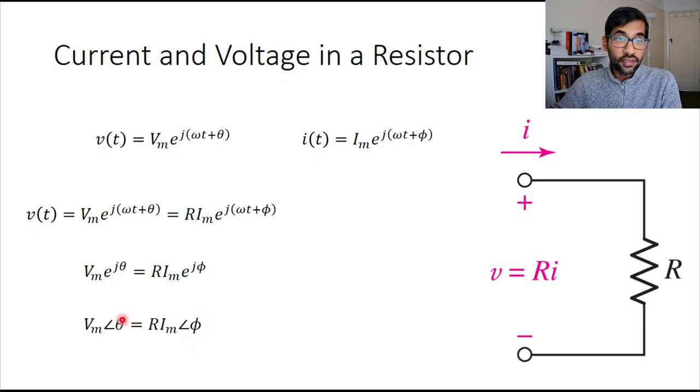And so what you can see is how this phasor voltage is related to the phasor current. It's related by R times the current is the phasor voltage. And that's what I've written here. Right? Voltage is equal to Ri. And the same Ohm's law that you know holds for phasors as well.